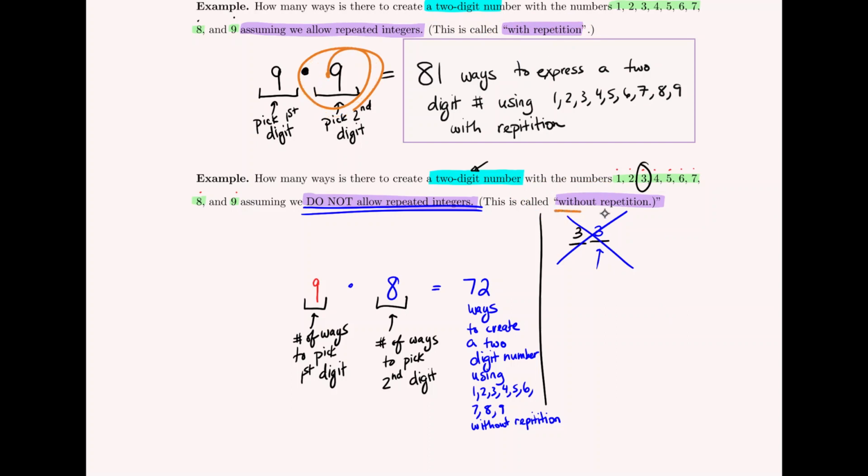Whereas whenever we can't have repetition, I had to decrease the number of options available to me in the second step because I couldn't use whatever digit was chosen for the first digit. Originally, there were 9 options available in the first digit, but once you've picked your first digit, you now have 1 less, or 8 options available for the second digit.